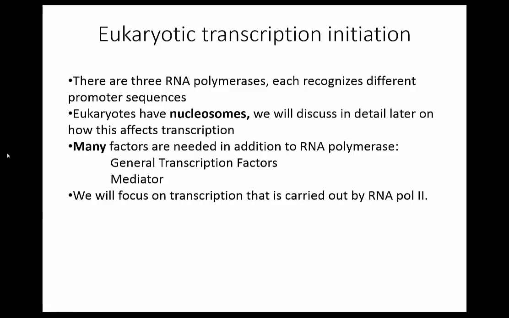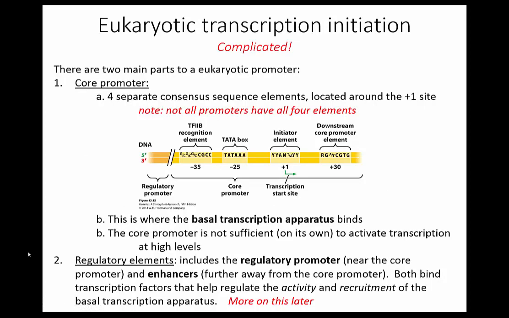There are a lot more factors that are required for transcription in eukaryotes than in prokaryotes, and so we're going to talk about some of these general transcription factors. We'll also talk about mediator. Transcription initiation in eukaryotes is immensely complicated. There are 2 main components to all eukaryotic promoters. There's the core promoter, and then there are regulatory elements.